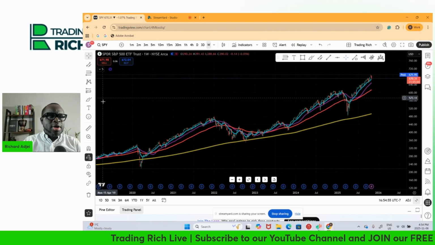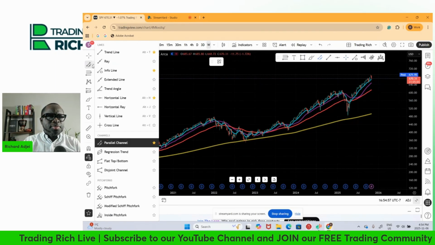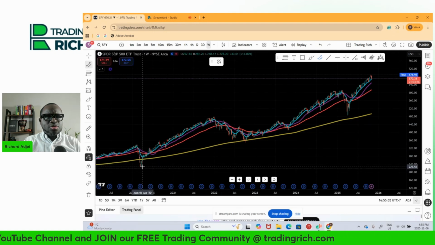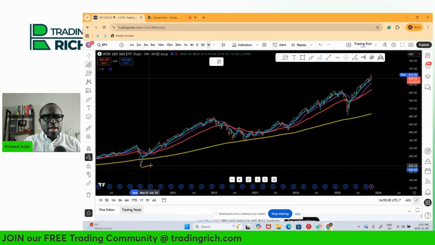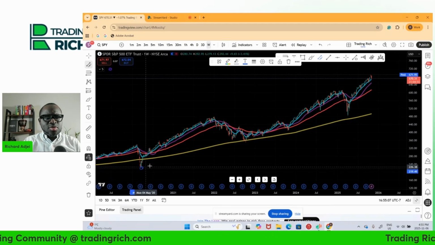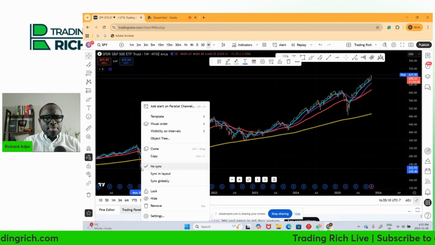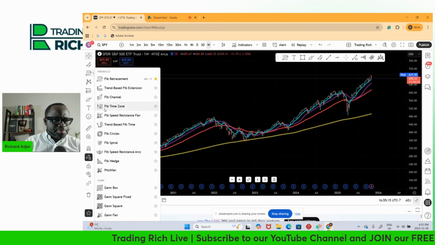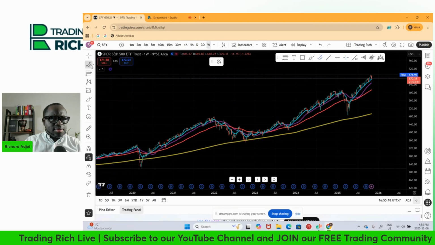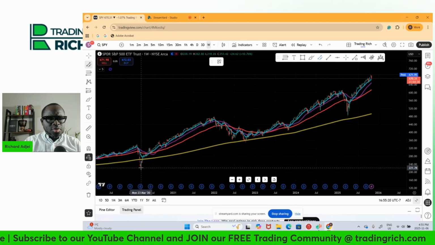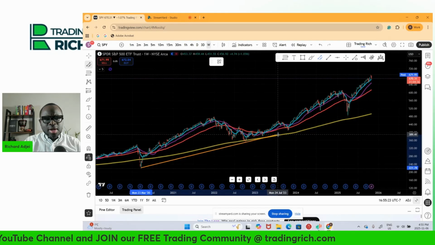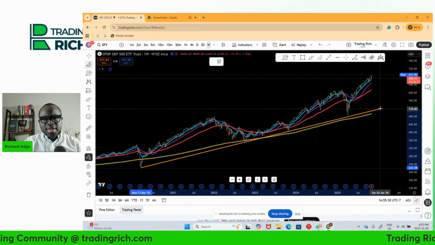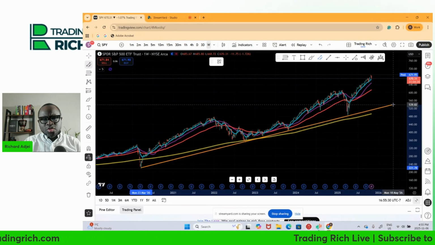So here I go and take my trend line tool, my parallel trend line tool. Here we have the COVID lows, the COVID 2020 lows. I connect that. You connect that to the 2022 lows, and then you extend it to the Liberation Day lows. This is what you get.